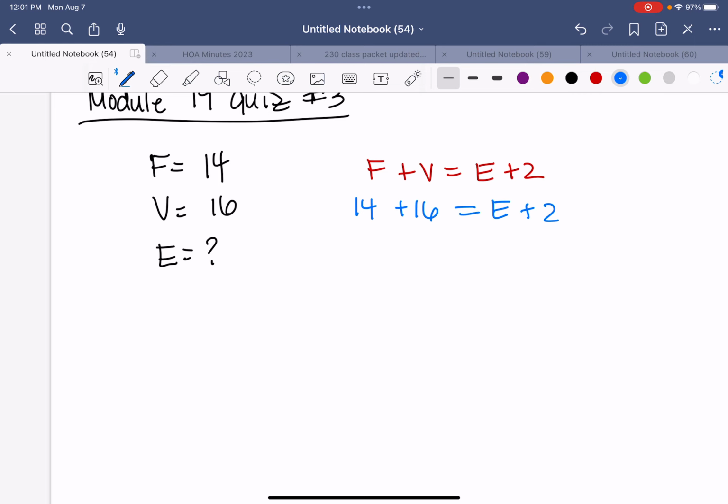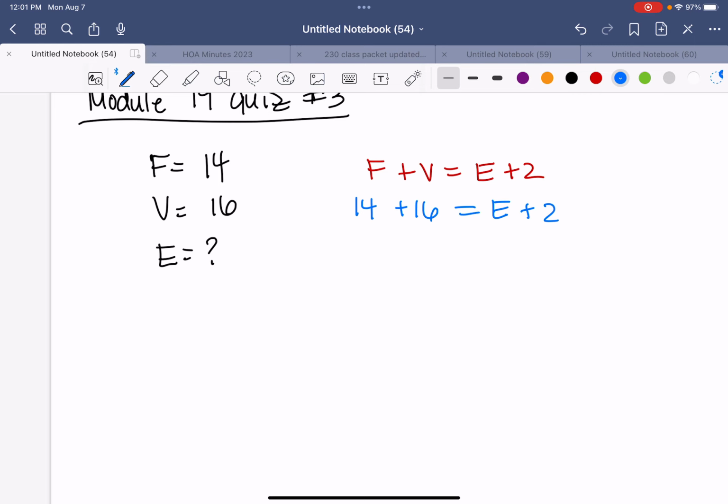14 and 16 together are 30. So 30 is E plus 2. Now subtract your 2 from both sides, and you end up with 28 edges. I think what you were trying to do was to subtract 2 from that, or add 2 to the 30 as opposed to subtracting 2 from the 30. But it all comes from plugging your values in, okay? Let me quickly take a peek at what else you had asked about.